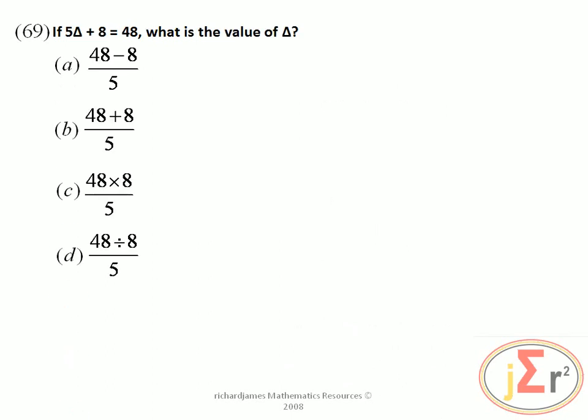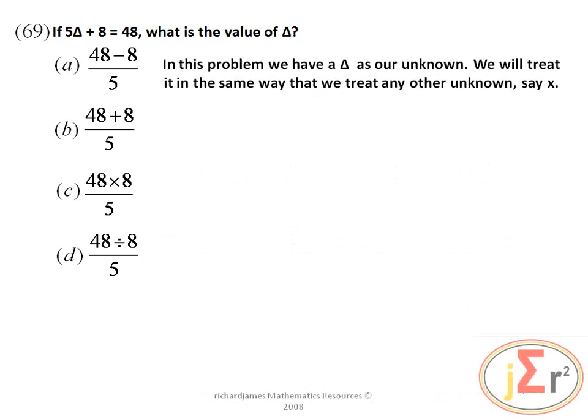Now this one is very nice. In this problem, we have a triangle as our unknown. We will treat it in the same way that we treat any other unknown, for example, x. So if we have an unknown, we may treat it like we have treated any other unknown. And we are saying if 5 triangle plus 8 is equal to 48, what is the value of triangle? So let us rewrite the equation first.